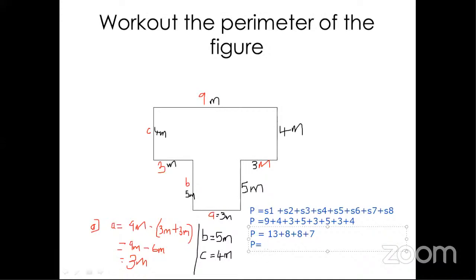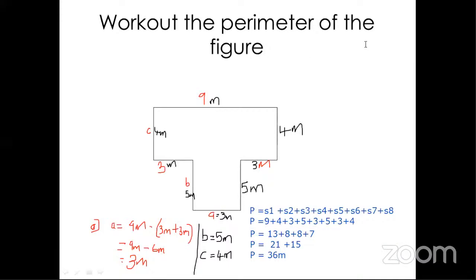13 plus 8, what do you get? 21. Very good. So here I have 21 plus 8 plus 8. 8 plus 7, add it properly. 15. Very good. Then finally we have 21 plus 15. What do we get? 36. 36 what? Meters. So that is how you were supposed to work it out.